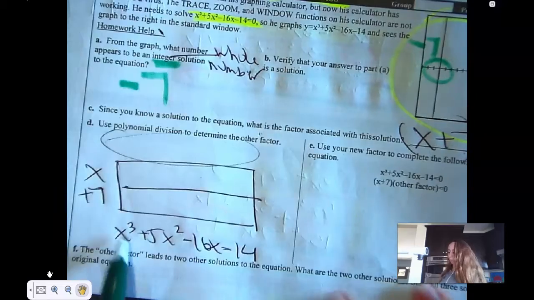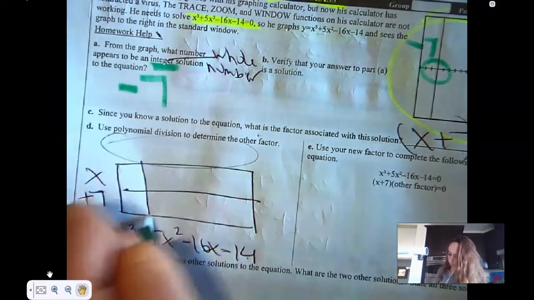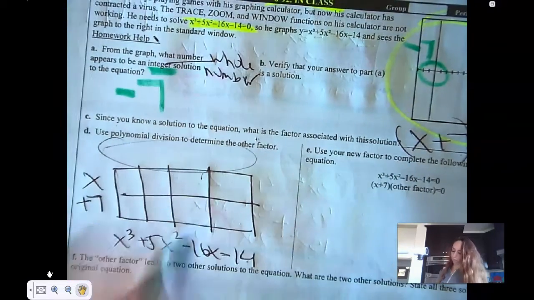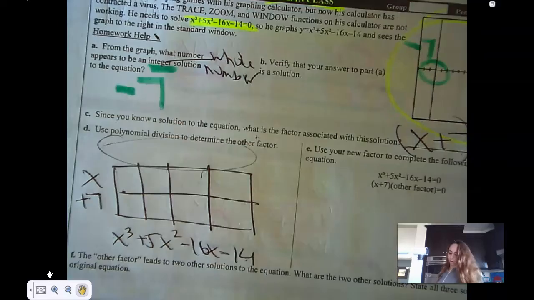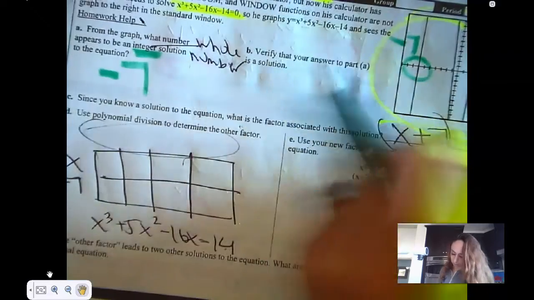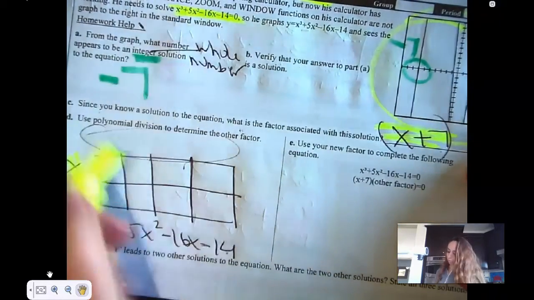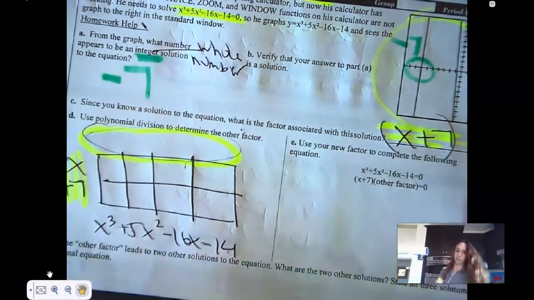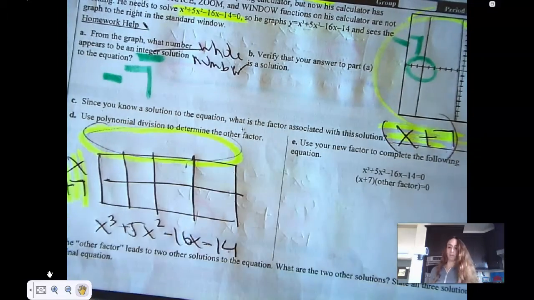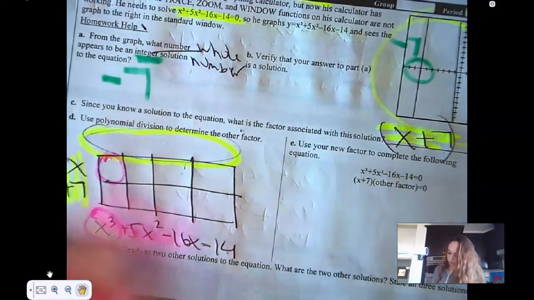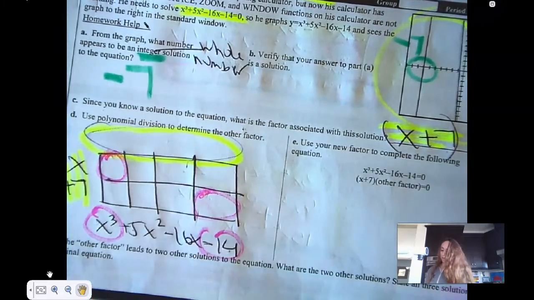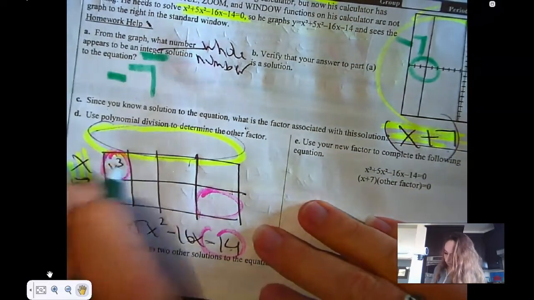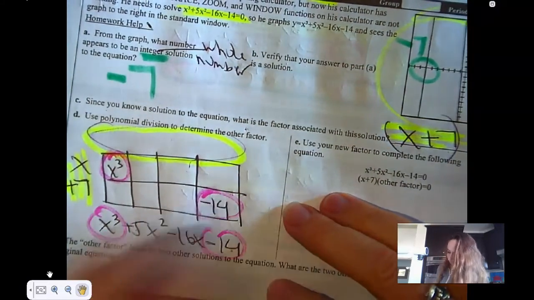And since I have 1, 2, 3, 4, 1, 2, 3, 4. Okay, so this yellow here is right there. We're going to figure out this. So we're going this divided by this, and then we get the answer. Now we remember this one goes in the first spot, this one goes in the last spot. So x cubed and -14.